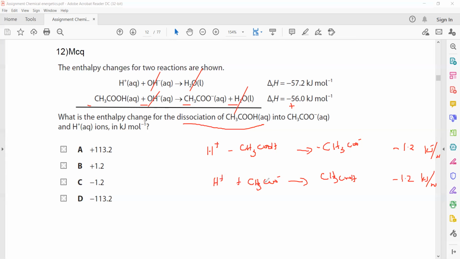So if ions combine and form ethanoic acid, the energy change is minus 1.2. But if the opposite equation was there, like ethanoic acid dissociating into ions, then it will be plus 1.2 kilojoule per mole. So the correct answer will be B. Is it clear?